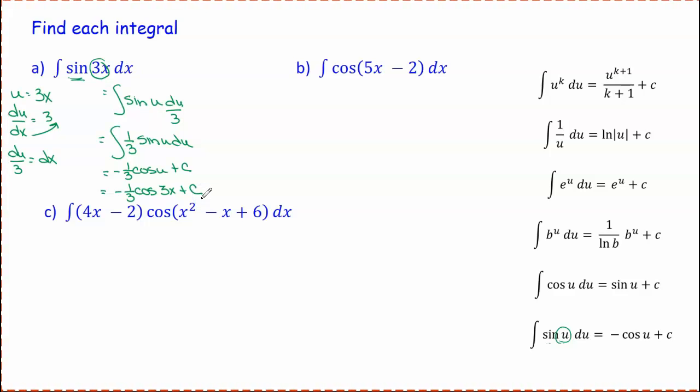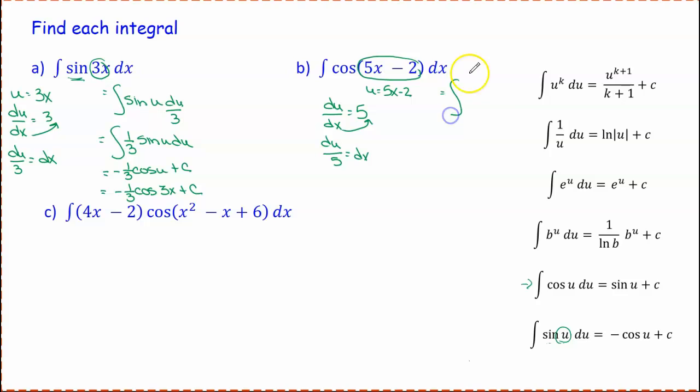B, this time I want to find the integral of cosine 5x minus 2 dx. So looking at my transcendental integrals, I have near the bottom cosine u du is sine u plus c. So what's my polynomial after cosine? Well, that's 5x minus 2. So u is going to equal 5x minus 2. Taking the derivative, du over dx is going to be 5. Multiply dx, divide off 5, and I now have du over 5 equals dx.